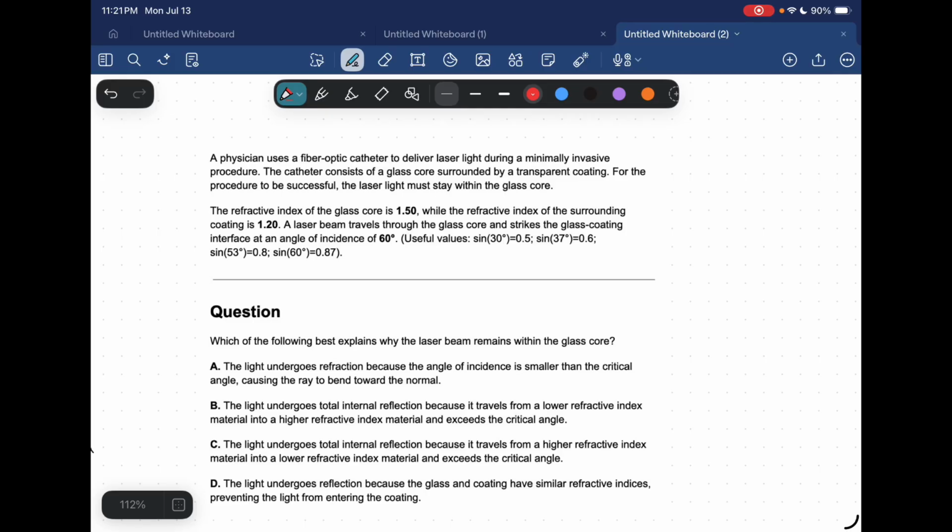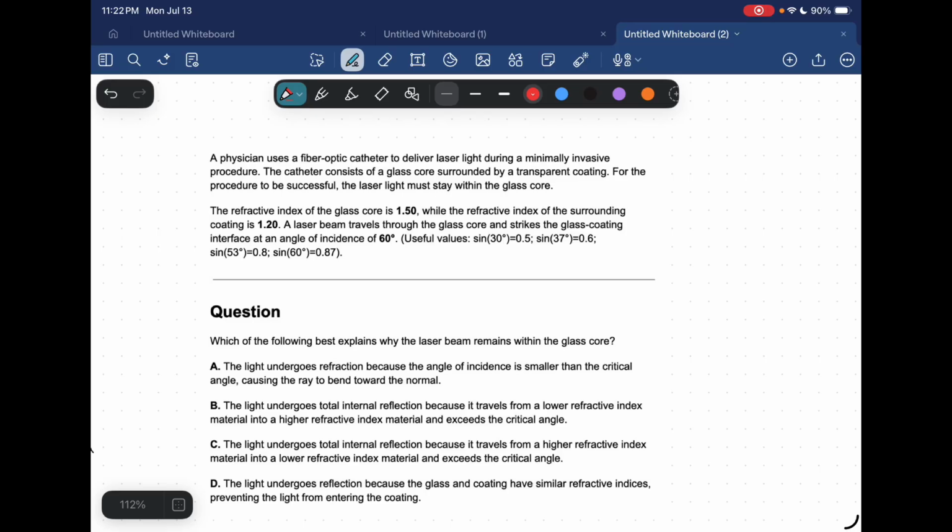A physician uses a fiber optic catheter to deliver laser light during a minimally invasive procedure. The catheter consists of a glass core surrounded by a transparent coating. For the procedure to be successful, the laser light must stay within the glass core. The refractive index of the glass core is 1.5, while the refractive index of the surrounding coating is 1.2. A laser beam travels through the glass core and strikes the glass coating interface at an angle of incidence of 60 degrees. And then they give you some values which may or may not be useful.